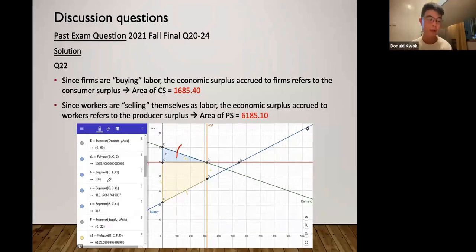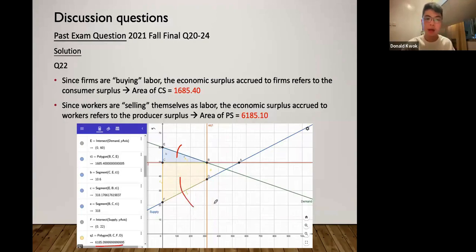And because we are required to find the maximum economic surplus accrued to workers, again, what matters is the rectangle in the middle. So if we would like to find the maximum level of producer surplus, this means that this rectangle will be captured as producer surplus. And it will happen under the case where the goods are produced by the lowest cost producers. Okay, and anyway, we are going to find the area of the trapezium here, the yellow trapezium. So using a polygon function, we are able to find that it is 6,185.1.